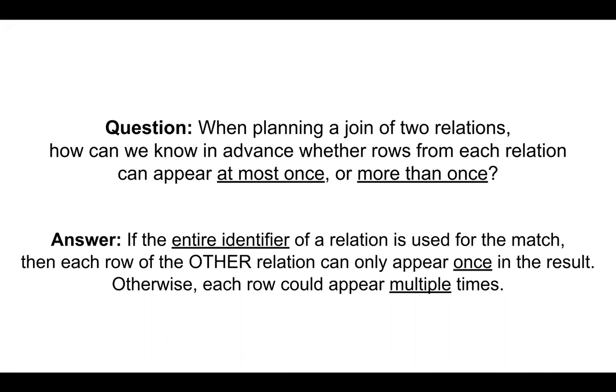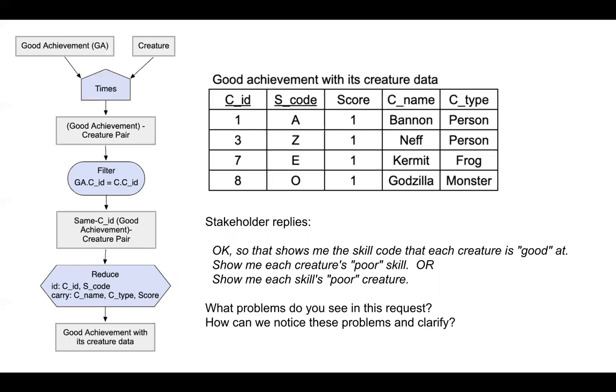Simple answer is that if the entire identifier of a relation is used in the match, then each row of the other relation can only appear once in the result. Otherwise, each row could appear multiple times. I'll go over some examples of this.